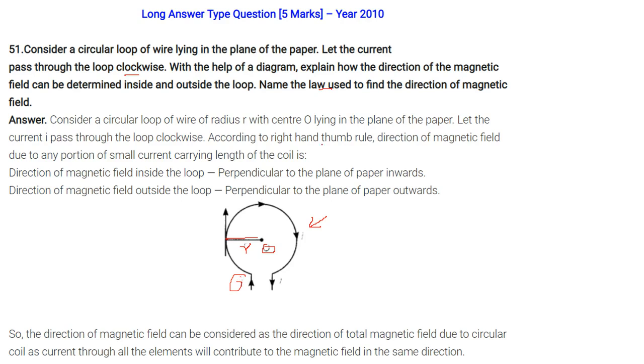According to the right hand thumb rule, the direction of magnetic field due to any portion of small current carrying length of the coil is as follows: the direction of magnetic field inside the loop will be perpendicular to the plane of the screen or paper, inwards, and the direction of magnetic field outside the loop will be perpendicular to the plane of paper or screen, outwards. So the direction of magnetic field can be considered as the direction of total magnetic field due to the circular coil, as current through all the elements will contribute to the magnetic field in the same direction.